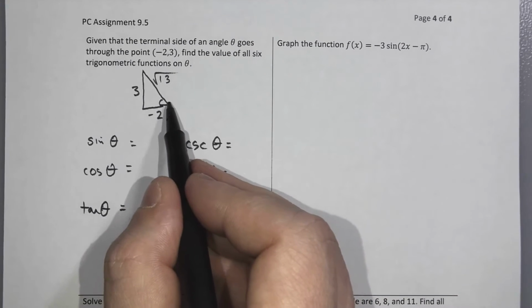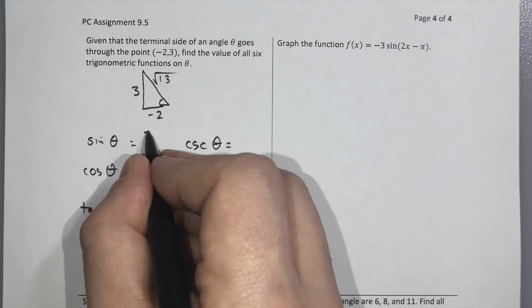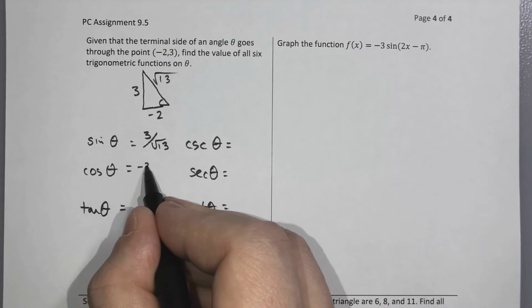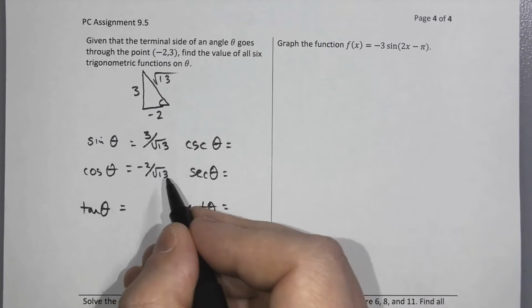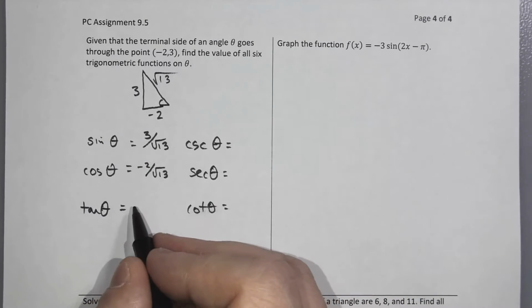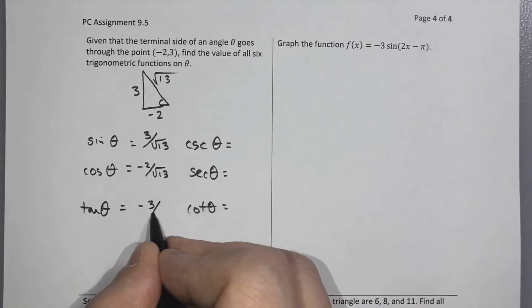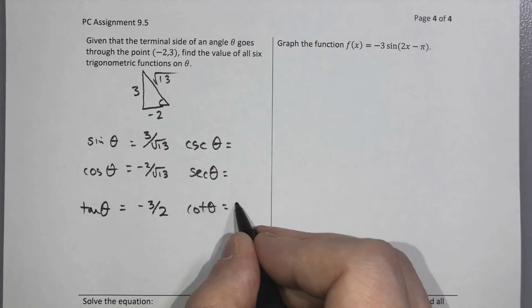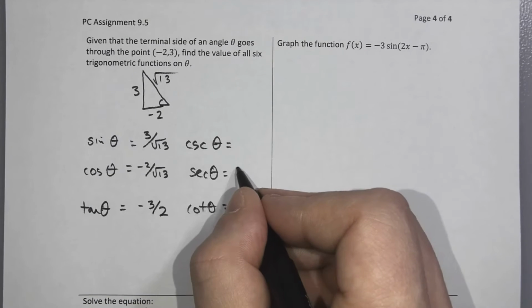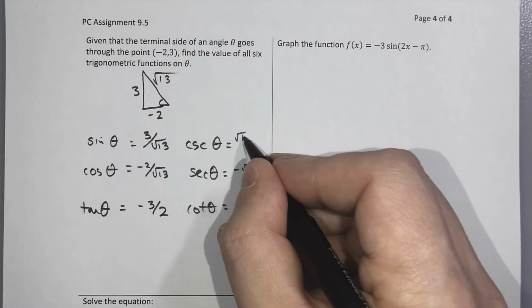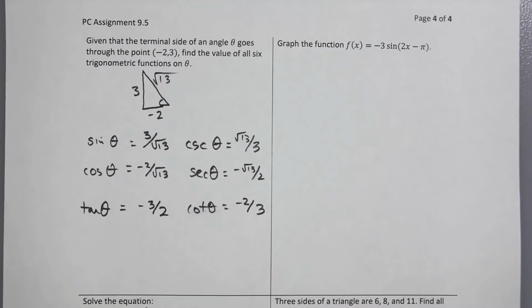Okay, the sine is the opposite over the hypotenuse. That's 3 over rad 13. Cosine would be negative 2 over rad 13, for adjacent over hypotenuse. The tangent would be opposite over adjacent. That's negative 3 halves. And then over here are the reciprocals. So that would be there, that would be there, and this one's rad 13 over 3. So that's all 6 trig values of that particular angle.